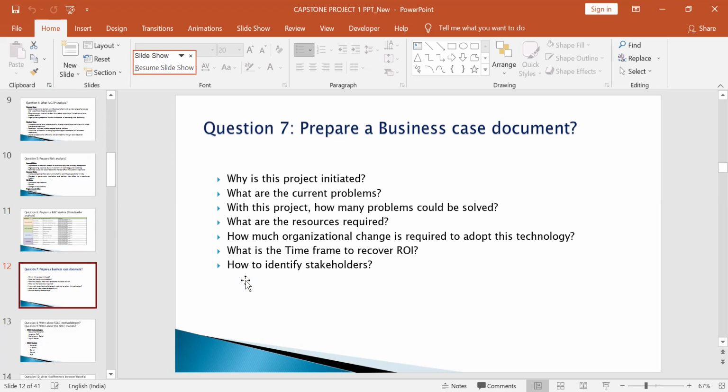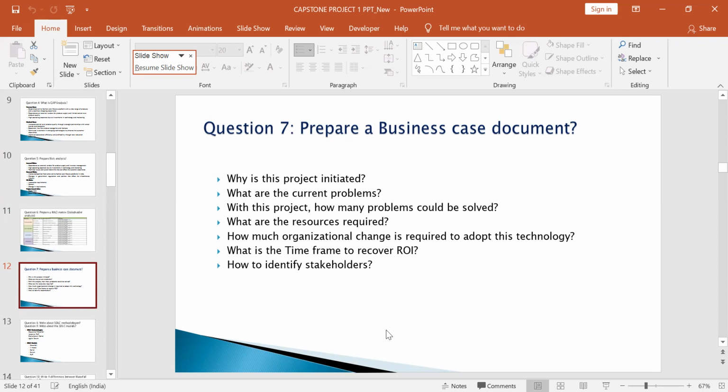Okay, next, the business case document. You have to prepare a business case document. Every organization prepares a business case document, and in projects also. It outlines the business goal: why this project was initiated, what the current problems are, how many problems could be solved with this project, what resources are required, how much organizational change is required to adapt to this technology, and what the time frame is to recover the ROI, and how to identify the stakeholders.